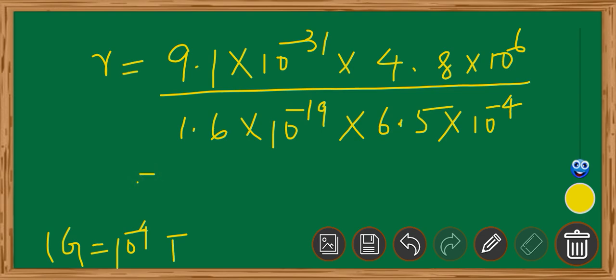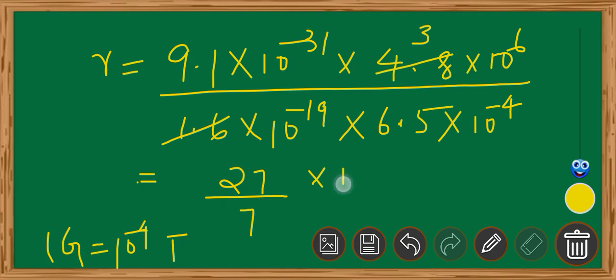Okay, now we have 1.6 and 4.8. We know that 1.6 × 3 is 4.8, so 4.8 by 1.6 is 3. Then 9 × 3, this 9.1 we can approximate to be 9. 9 × 3 is 27. 27 by 6.5 we can approximate to be 7. Then what remains? 10^-31 and 10^6: minus 31 plus 6, what is it? 25. So 10^-25.